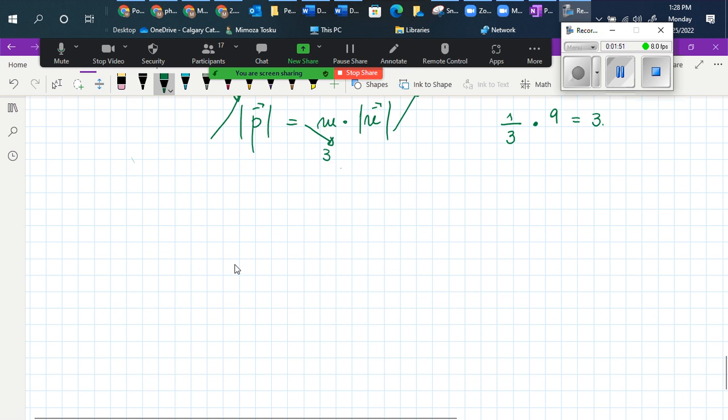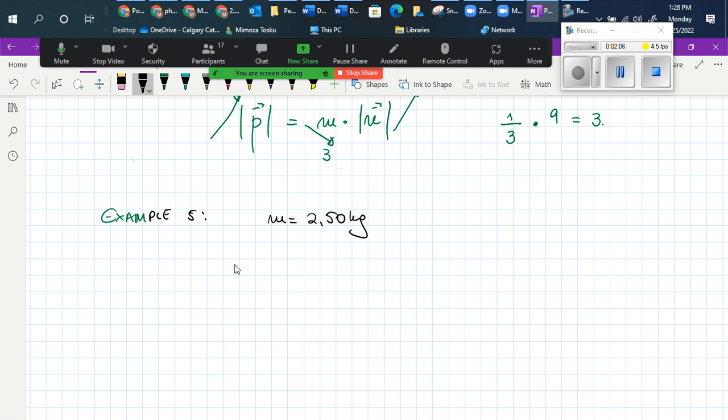So now we'll see a question. Example 5. We have an object that has a mass of 2.50 kilograms, that has a kinetic energy of 3.82 times 10 to the power of 2 joules. What is the magnitude of momentum for this object?